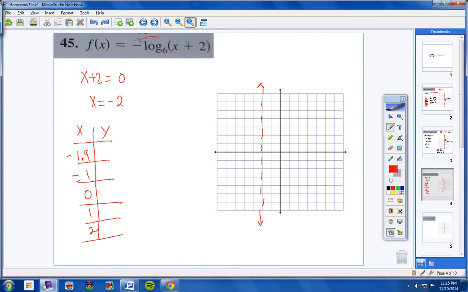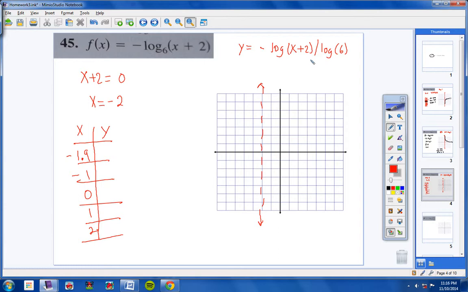When you go to enter this into your calculator, do not hit the minus button, hit the negative button. You'll find that on the very bottom row, to the left of the enter button. You will see a negative sign there. First push your y equals button, and then hit negative, then log, and then log of your argument, x plus 2, divided by log of 6, which is your base.